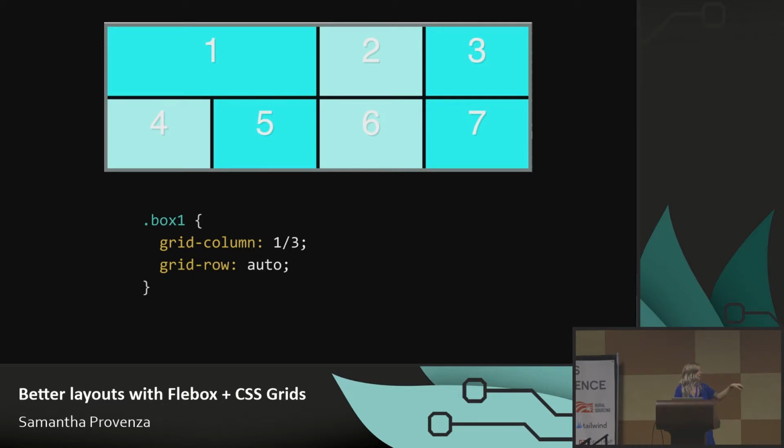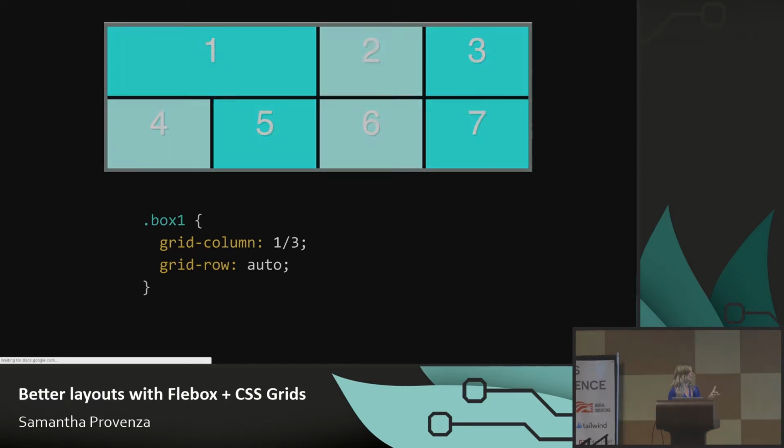So we have 7 items in here. And on my first box, all I'm doing is saying with my grid column, I want you to go from the first line to the 3rd line. And it just fills that space. And then grid row is auto, so it'll just be the 1 cell. So it's really a line-based layout. And that's really great because you can adjust the cells to wherever they need to go.